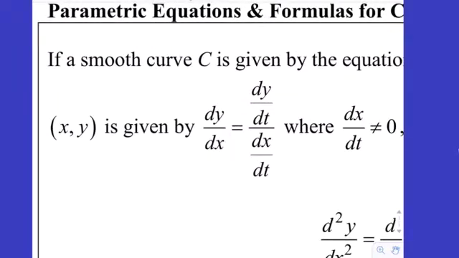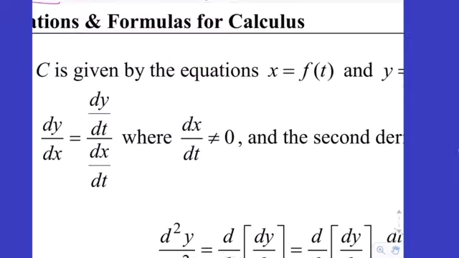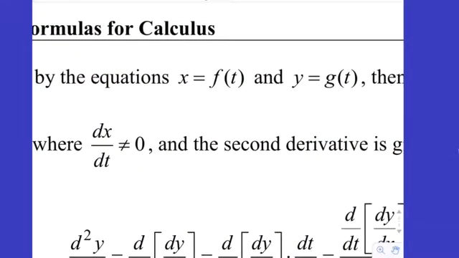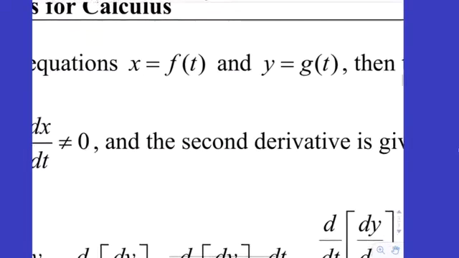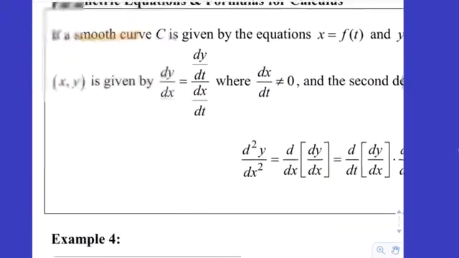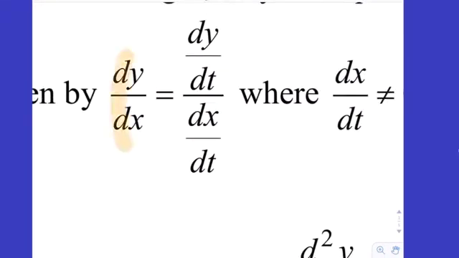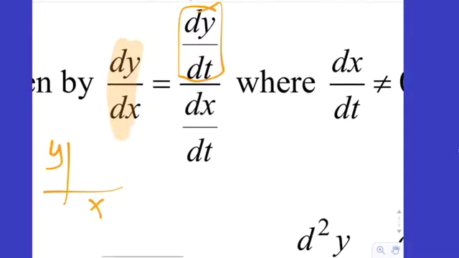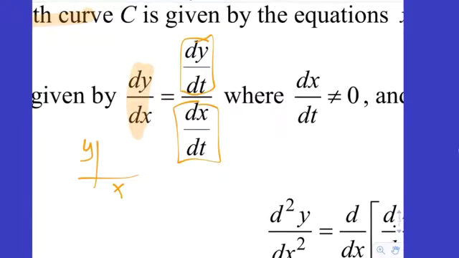So if a smooth curve, there you go, nice and smooth, call it C for curve, is given by the pair of parametric equations, x as a function of t and y as a function of t, then the slope of the curve at that point is, we're still interested in dy/dx, because we're still graphing things on the coordinate plane, y in terms of x, like we did yesterday. But here's all you have to do. You take the derivative of y with respect to t and divide it by the derivative of x with respect to t. And of course, dx/dt can't be 0.